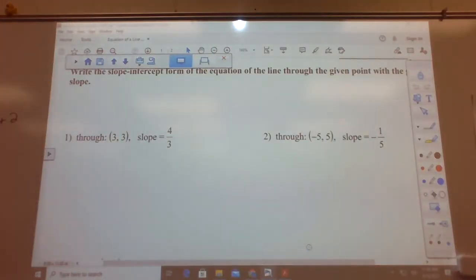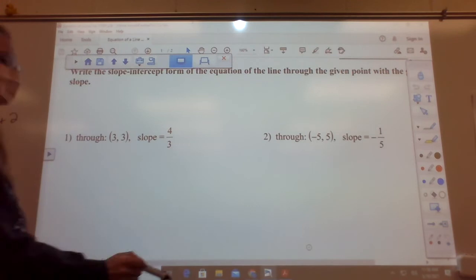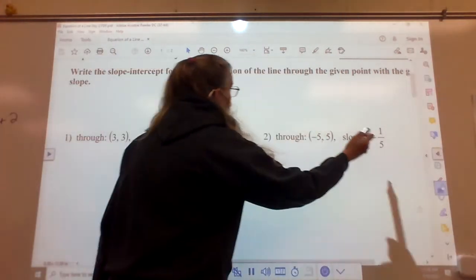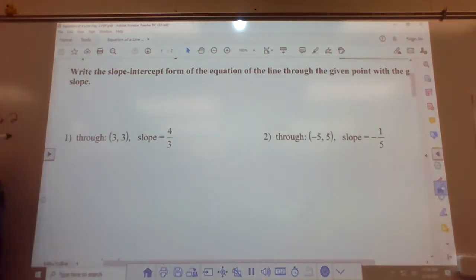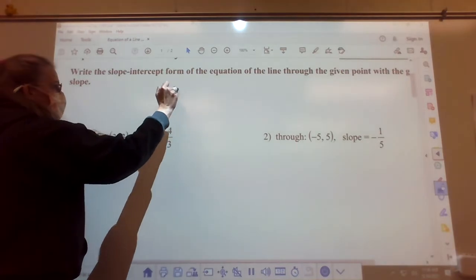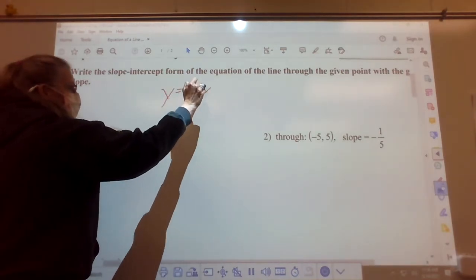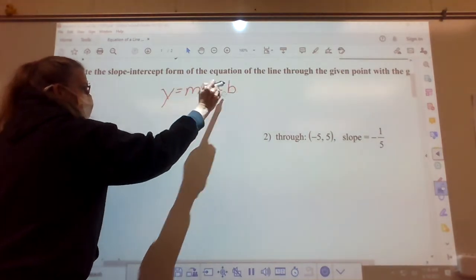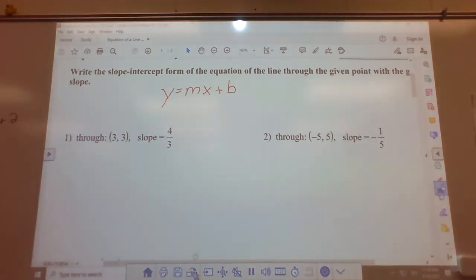We're focusing on slope-intercept. We talked about slope-intercept last week. So slope-intercept form of the equation is what? What does slope-intercept look like? Y equals mx plus b. So the next 4 problems are all going to use y equals mx plus b.